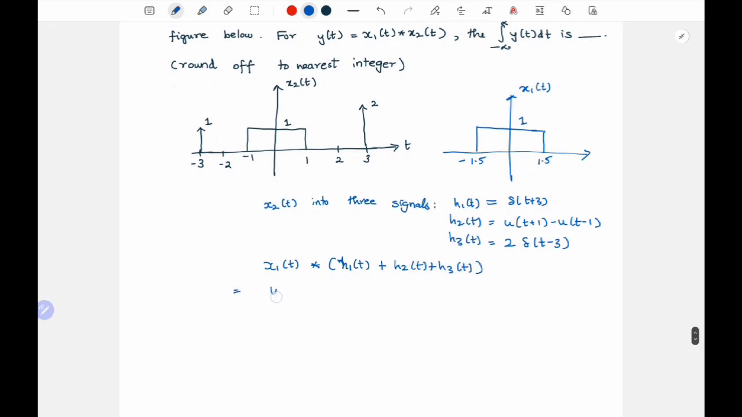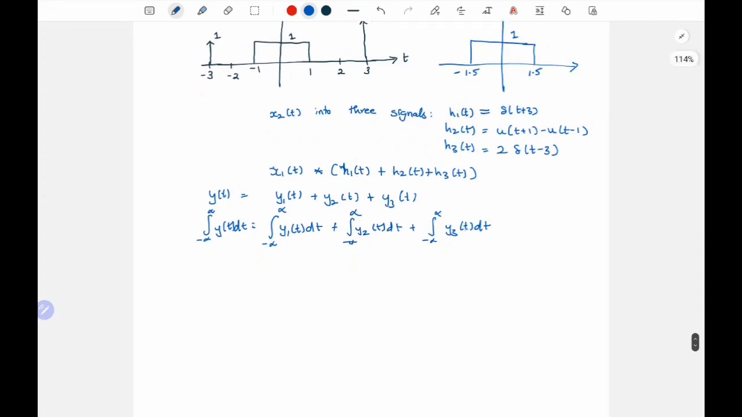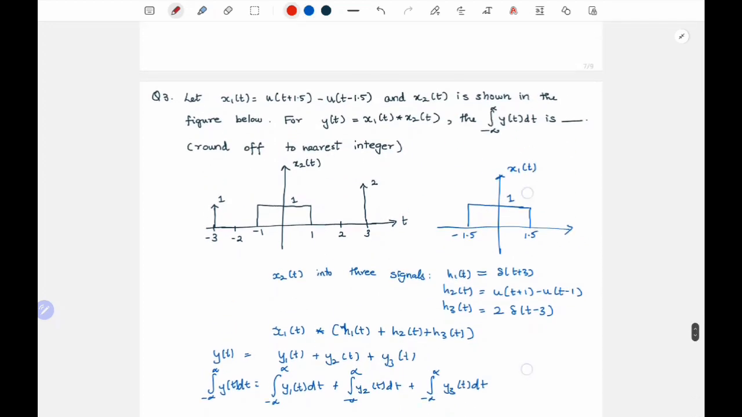So now we'll get 3 answers. Let's call them y1 of t, which is x1 of t convolved with h1 of t; y2 of t, which is x1 of t convolved with h2 of t; and y3 of t, which is x1 of t convolved with h3 of t. Now if I have to take the integral from minus infinity to infinity of y of t dt, it is nothing but the area under the individual signals. So with this background, we'll now find y1 of t, y2 of t, y3 of t. We'll find the separate areas under them and then add them up to get the value for y of t. I think this question was asked in GATE 2023.